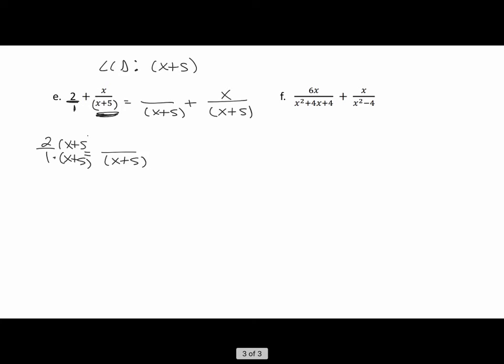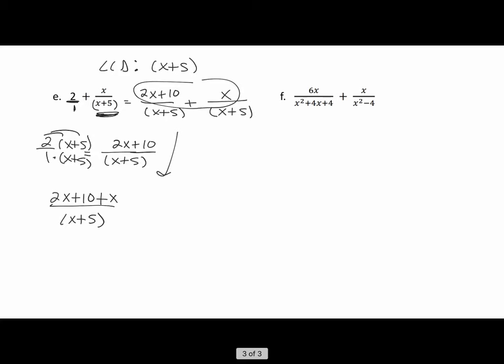We'll multiply to both the numerator and the denominator. So we distribute 2 times x is 2x, and 2 times 5 is 10. So now we have our equivalent expressions here. And so the denominator stays the same. Then we just need to add the numerators. So 2x plus 10 plus x. Like terms, we can add those together. So 2x plus x is 3x altogether.